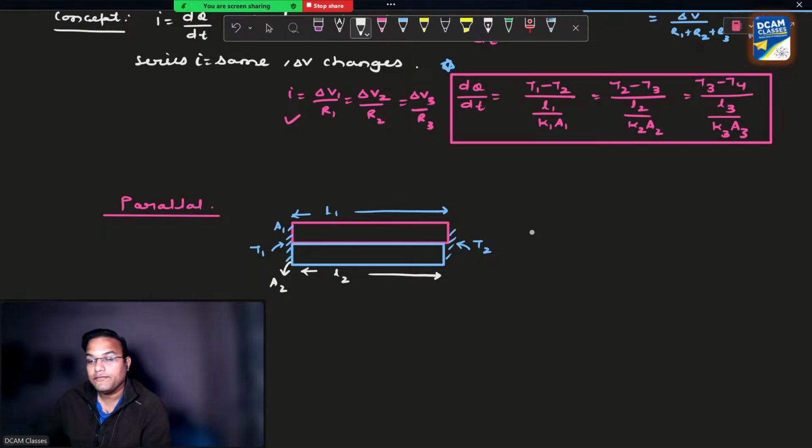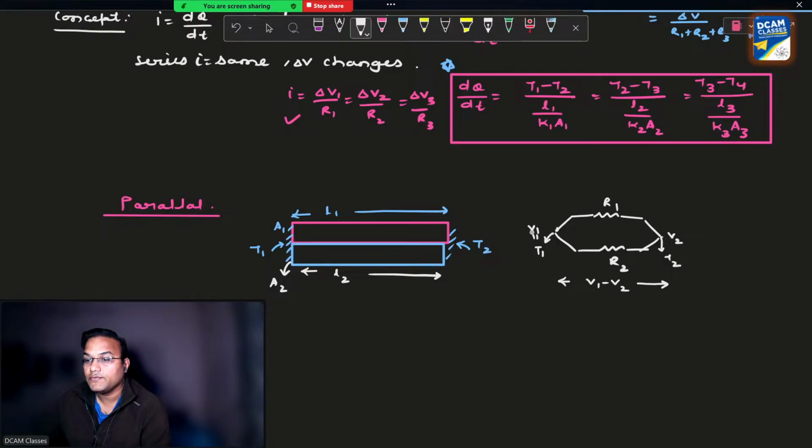Since in parallel, if we show it using current electricity, it can be shown like this. This is R1, this is R2. Here is temperature T1, voltage V1. Here is voltage V2. So the voltage difference V1 minus V2 will remain the same.